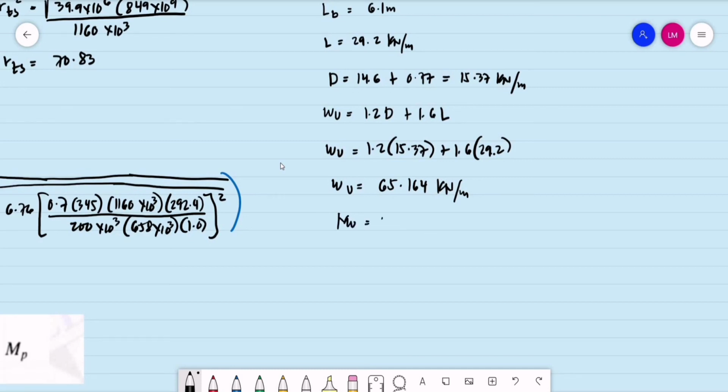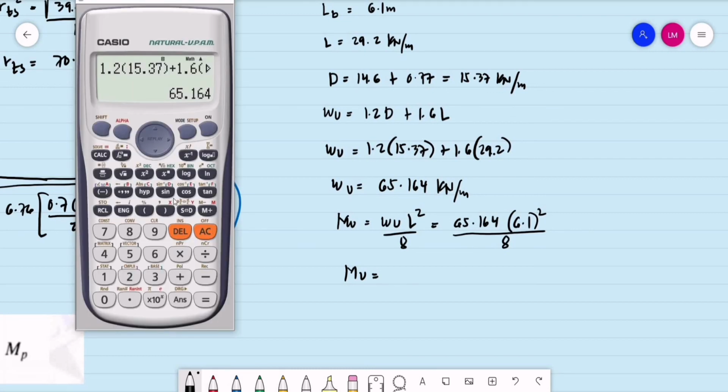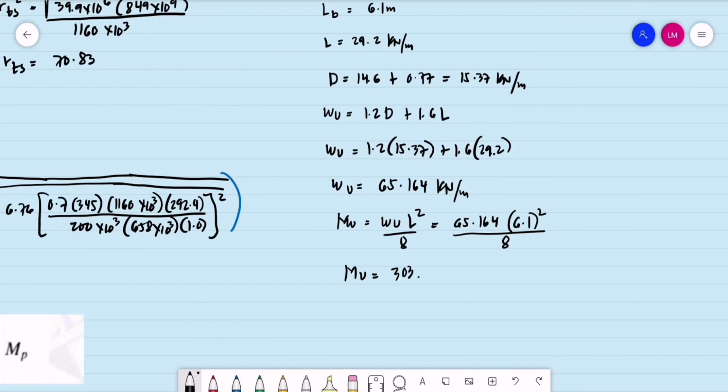Now for the ultimate moment, since it is a uniformly distributed load on a simply supported beam, M sub U will be equal to W sub U L squared divided by 8. So this is 65.164 times the length 6.1 squared, divided by 8. This is the actual ultimate moment to be carried by the beam, which we compare later to the capacity. So we have 303.09 kilonewton meter.